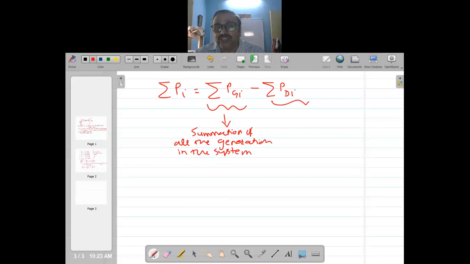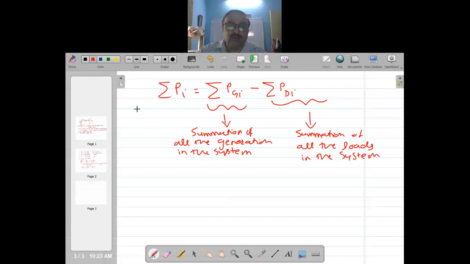And what is sigma Pdi? It is summation of all the loads in the system. And this is a known quantity. So this quantity is a known quantity.